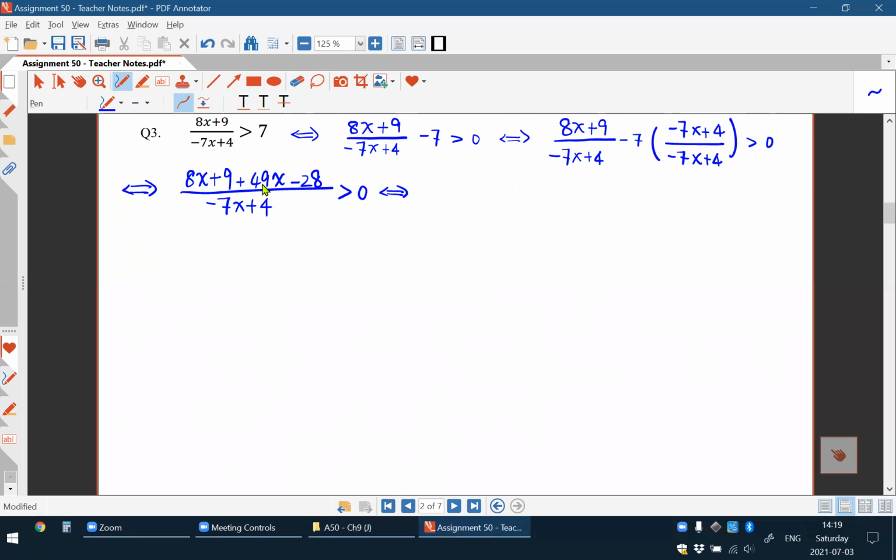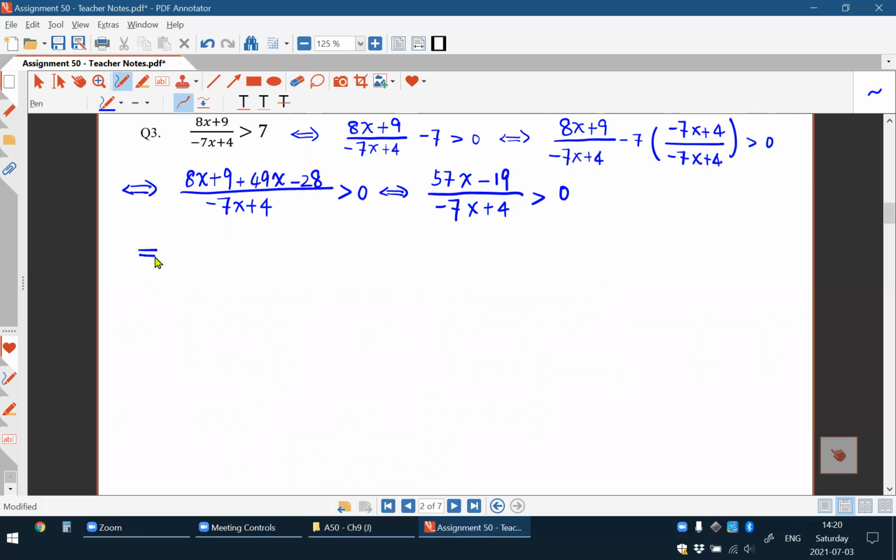And next, let's try to simplify the numerator, which is 57x minus, so note here, minus 28 plus 9 is minus 19, right? I can see that some of you have done this incorrectly. So pay attention, do not confuse number here. Minus 28 plus 9 is, of course, minus 19, right? Over minus 7x plus 4, greater than 0.